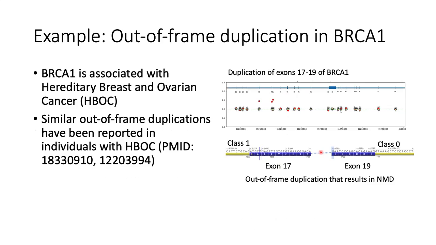And then you go to the other side, this is exon 19. And exon 19 has all three nucleotides of that codon within that exon. So it is a class zero exon-intron. So you have again discrepant intron classes. So again, it is predicted to lead to an out-of-frame duplication that will result in nonsense mediated decay. So in this case, similar out-of-frame duplications have been reported in patients with hereditary breast and ovarian cancer.